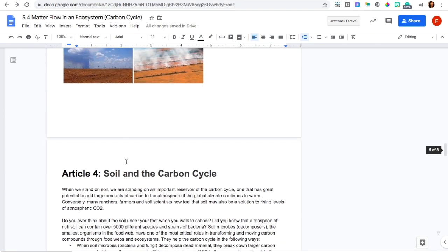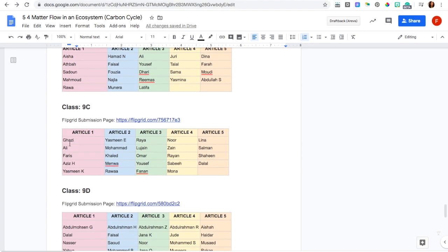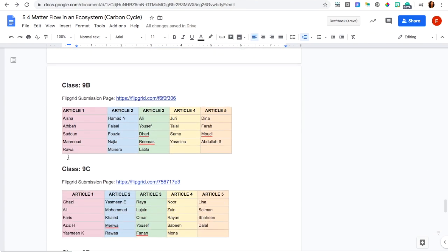And basically, if you scroll down to the last page right here, you will see the article that you were assigned to read. So for example, let's say I'm in 9B and I'm Aisha. So if I'm Aisha, I know that I will be reading Article 1. Faisal, for example, will be reading Article 2. All of these people in green here will be reading Article 3. All of these people will be reading Article 4, and so on and so forth.